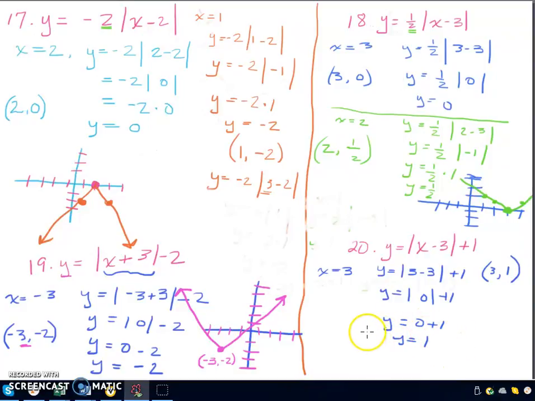If I were to draw that, I'm going to have to squeeze it in here. I apologize. Here we go. 1, 2, 3. 1, 2, 3, 4. We're going to have 3, 1. 1, 2, 3, up 1. And I can't see it all, but this is going to be where the graph is. So my vertex is going to be 3, 1.